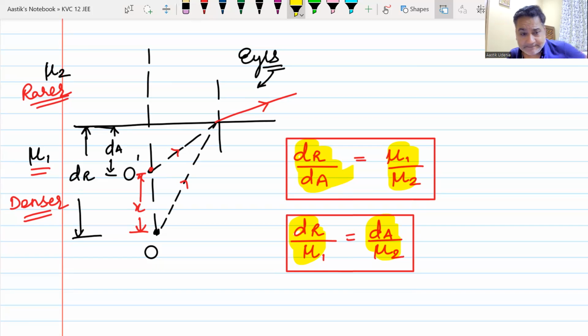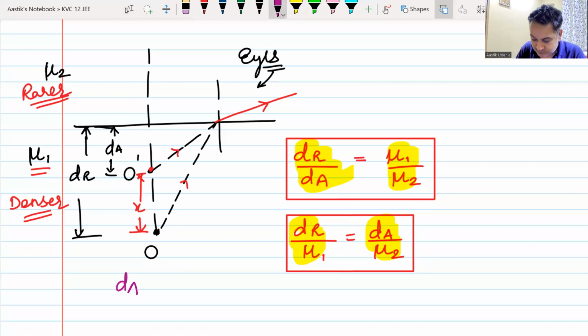Do we understand this? Yes, sir. That's all that we need to remember in this formula. So now I can write this formula in this way also. Real depth will be given to you. We are supposed to find out the apparent depth. So how can you write the formula for apparent depth here?